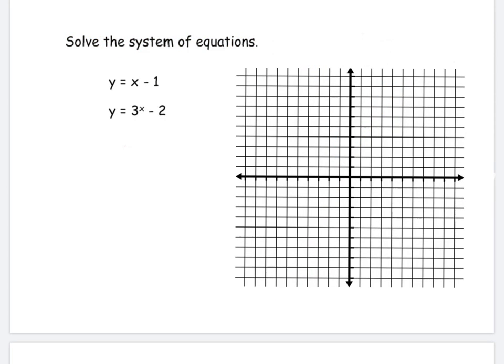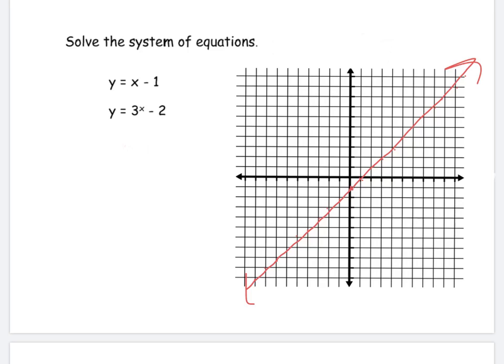This time we have a linear equation and we have an exponential equation. If we're looking at the linear equation, that one's the easiest to graph. That's y = x - 1. The intercept is -1, and then my slope is 1. So it's up 1 over 1 every single time. And then to get the ones on the left, it's down 1 over 1 to the left. Okay, and then we have our exponential function, which is y = 3 to the x power minus 2.